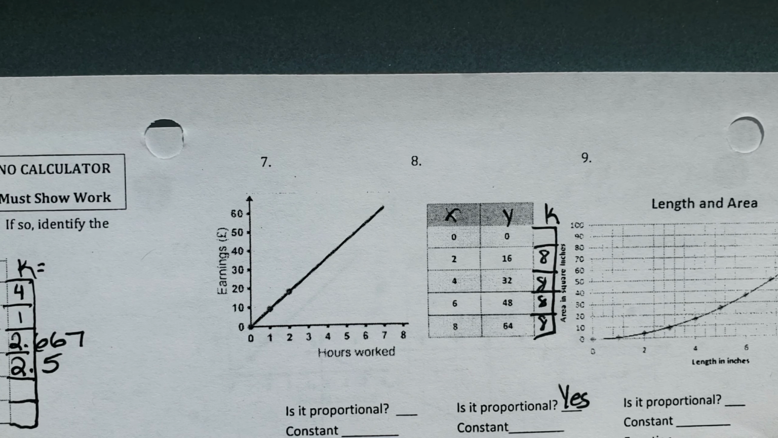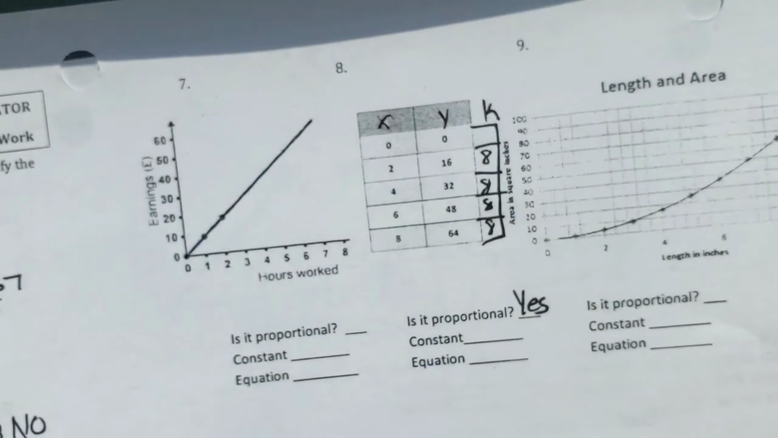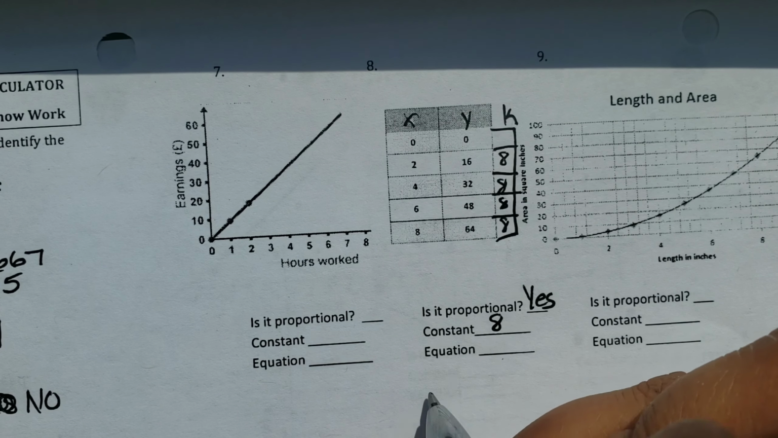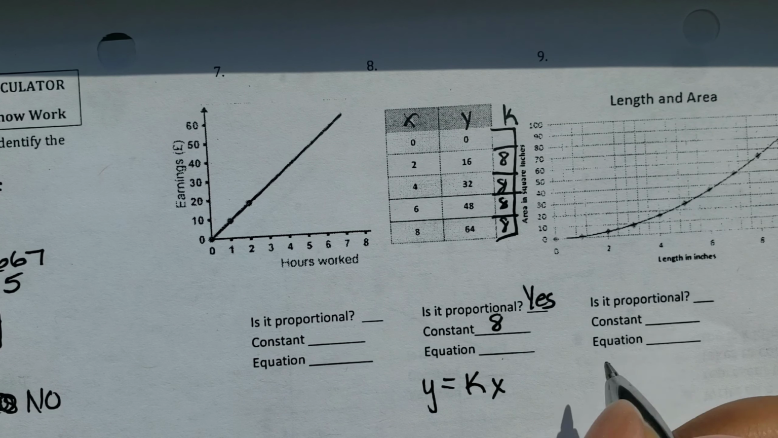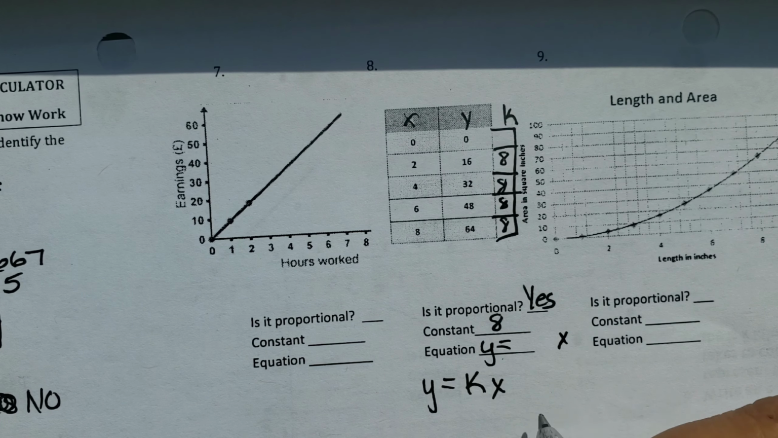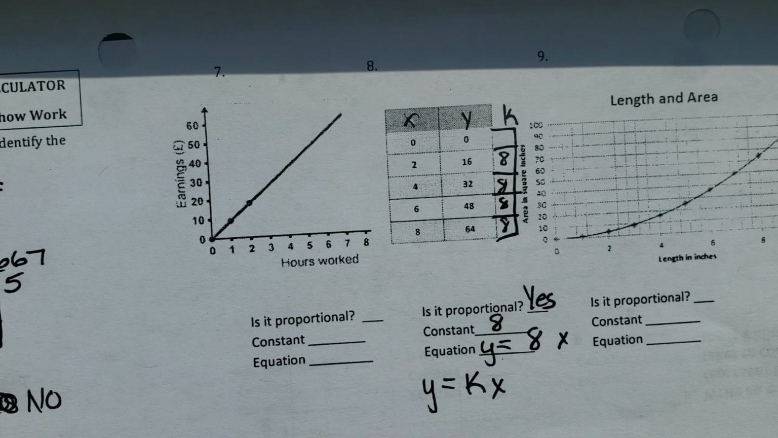Now we're looking for the constant. The constant, which is k, is going to be, you got it, 8. Now my equation, y equals kx, we're just plugging and chugging. We have y, we have our equal sign, we have our x. What's my constant? 8. Y equals 8x.